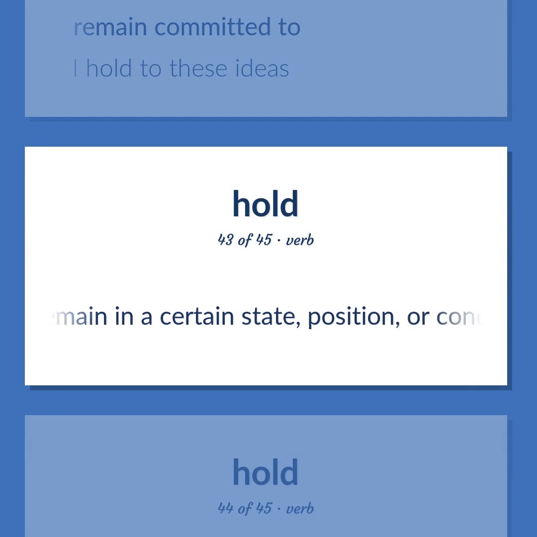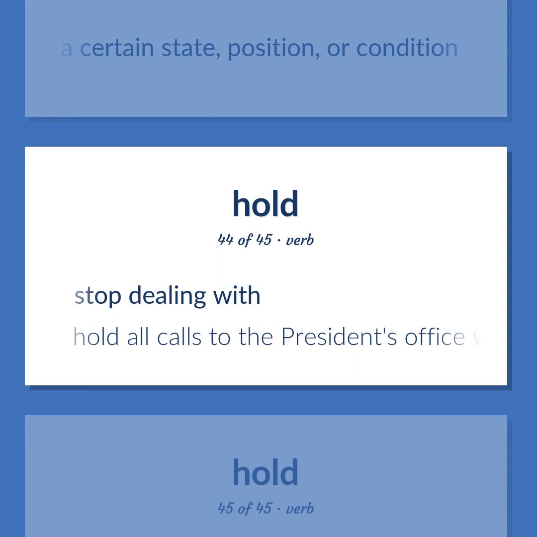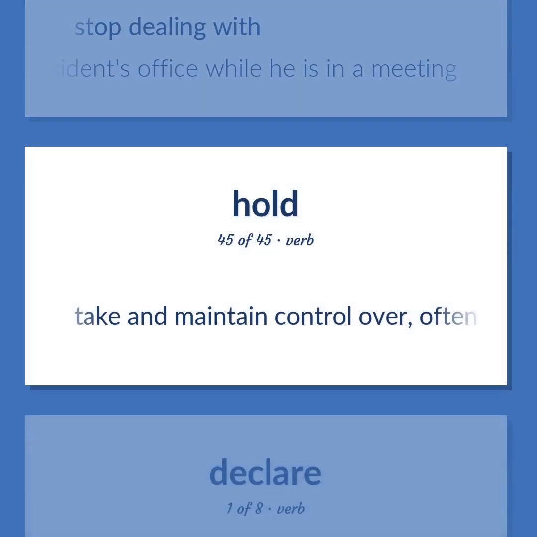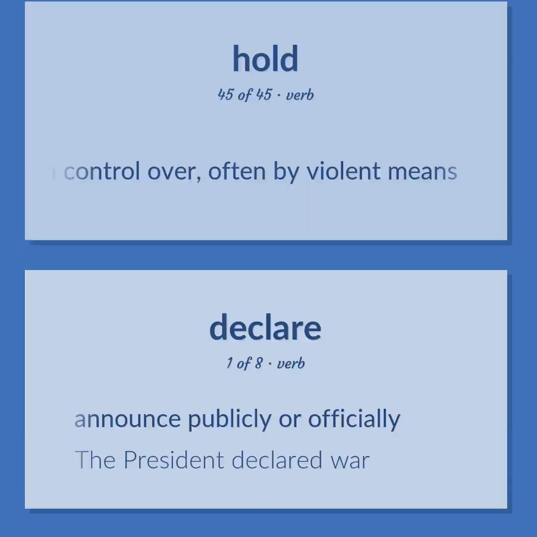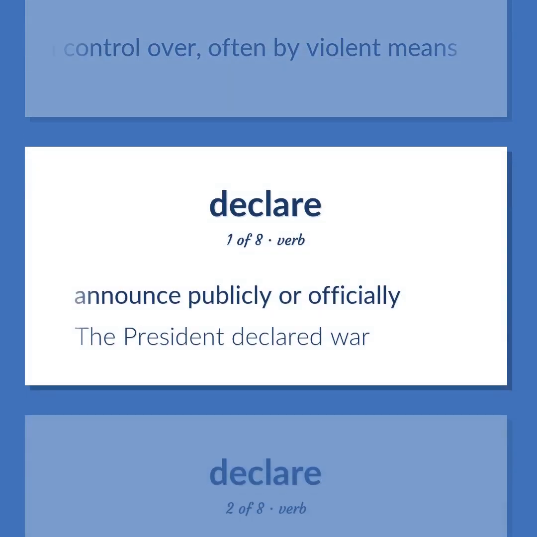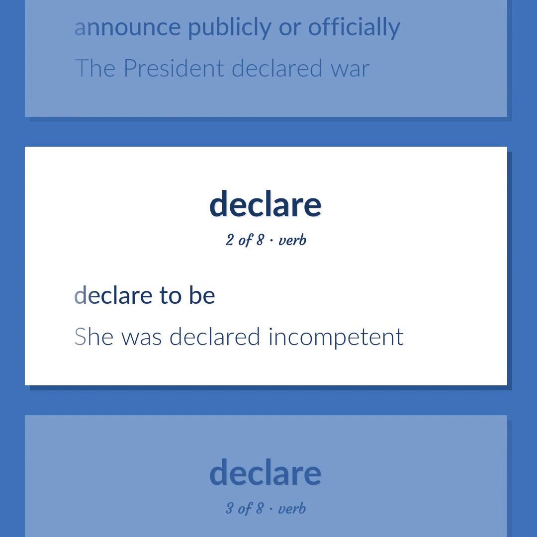Remain in a certain state, position, or condition. Stop dealing with. Hold all calls to the President's office while he is in a meeting. Take and maintain control over, often by violent means. Announce publicly or officially. The President declared war. Declare to be. She was declared incompetent.